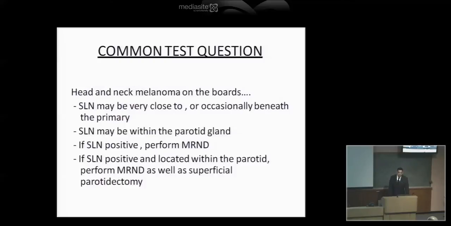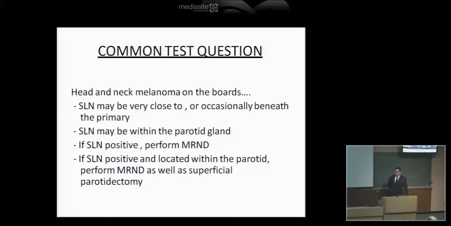For the boards, as I had shown on the slide on the lentigo maligna melanoma on the face, head and neck melanomas can appear on the boards, and there could be a whole 30 to 45 minute talk just on them because they behave and spread differently compared to some of the extremity melanomas. The important concept to remember is that the sentinel lymph node in a head and neck melanoma can be very close to or occasionally beneath the primary itself, and thus when an excision of the primary lesion is performed, care should be taken to examine the area right below it.